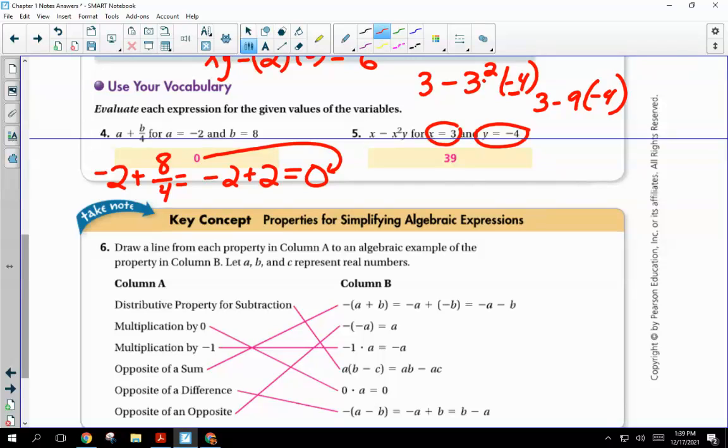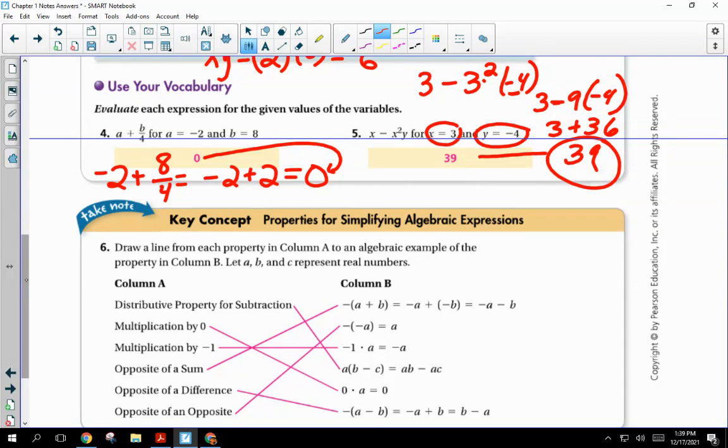Put this in your calculator, you're going to get the answer 39, but we can do it without a calculator. We know multiplication comes first. -9 times -4 is a positive 36. 3 plus 36 is a positive 39.